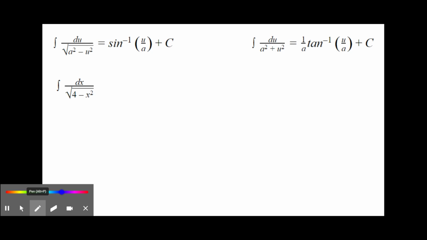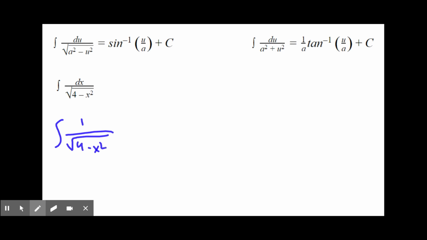But if we do AP tests, I'm guessing this won't be open book, open note. So anyways, you can see here that this guy right here could also be written, by the way, as 1 over square root of 4 minus x squared dx. A lot of times I just prefer it in that form. That just looks nicer to me.